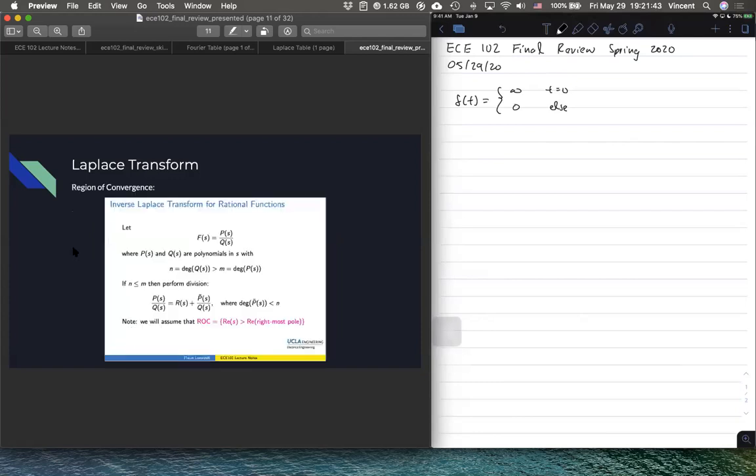So this is a more mathematical way of looking at it. If you have some transfer function here, if the degree of P is less than the degree of Q, then you're good to go. You can just extract the poles from there. Otherwise, if the degree of P is greater than the degree of Q, then you'll need to first divide it using long division until the degree of P on top is less than the degree of Q. And then you can find the region of convergence from there. So the region of convergence is the real part of the s-plane greater than the rightmost pole.